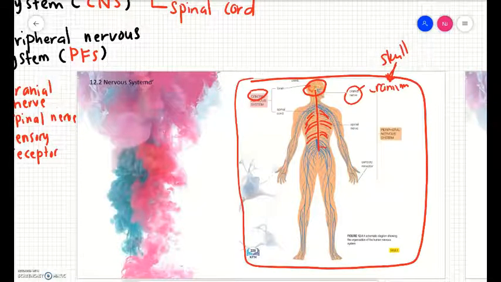Dia bercabang daripada spinal cord. And then the last one, sensory receptor. Sensory receptor ni yang berada di jari kita, our fingers, our legs. That is our sensory receptor.